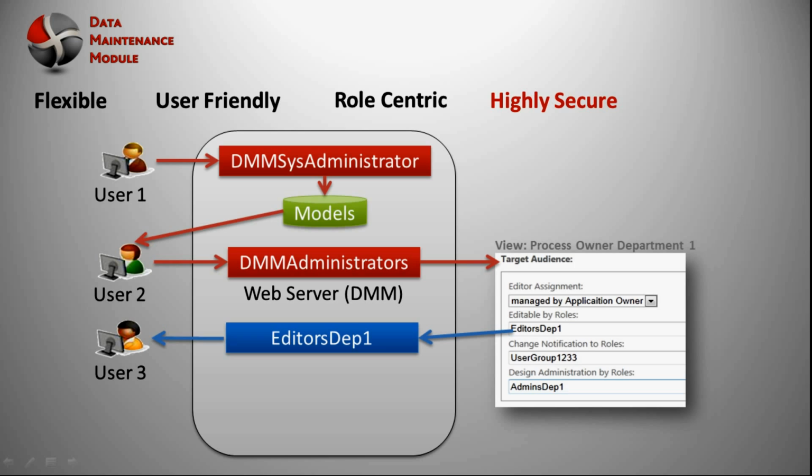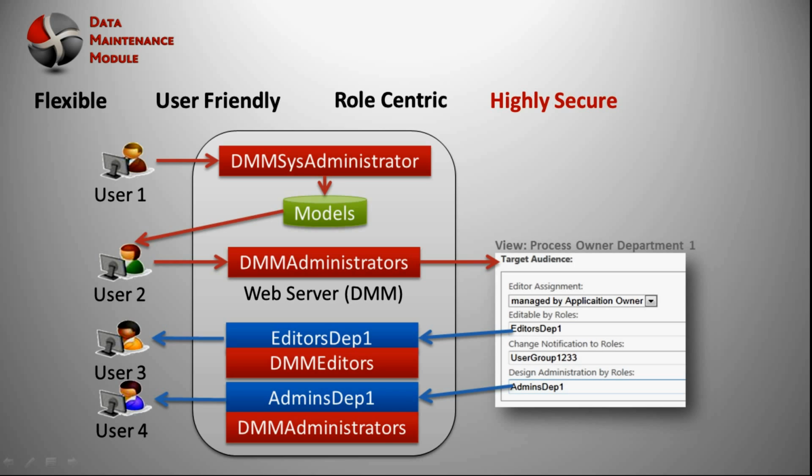This assignment is done via Active Directory or local groups. In addition, this user 3 also needs to be in a DMM editor group. In the same way, we can also assign other administrators to work with this view. This is a very secure way of segregating your information.